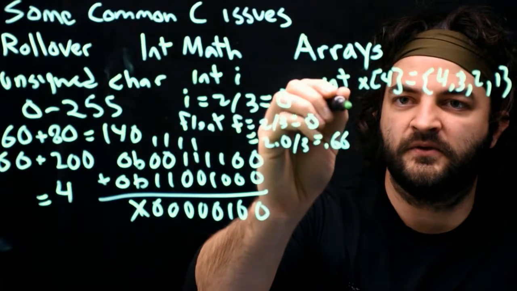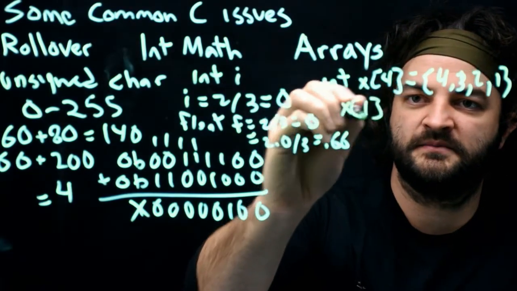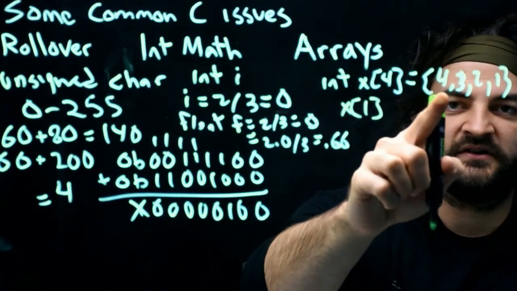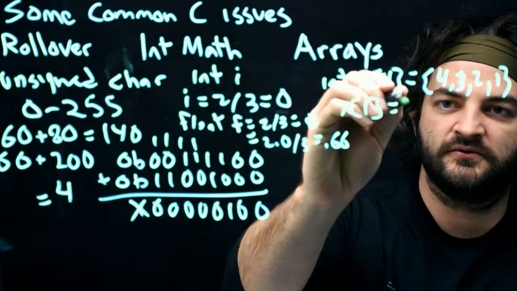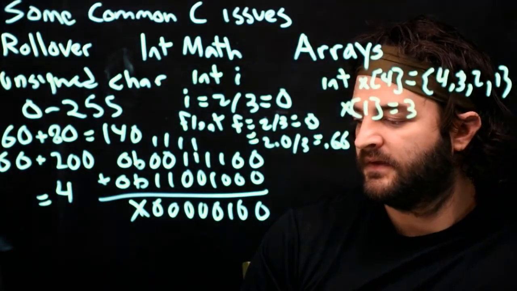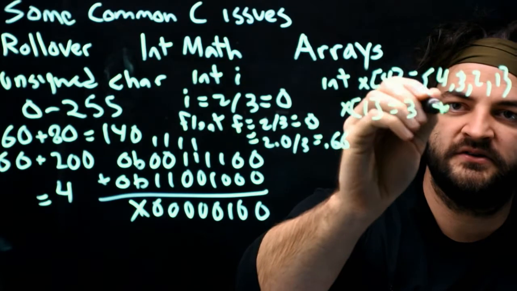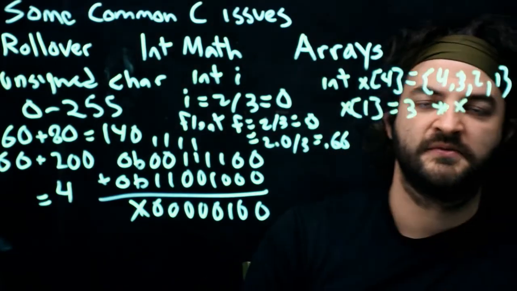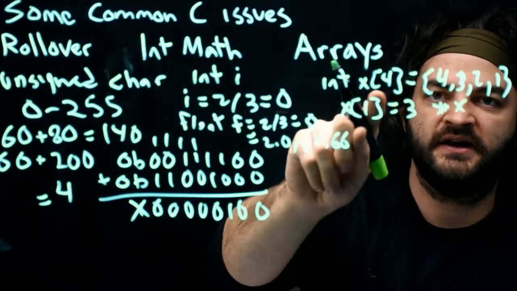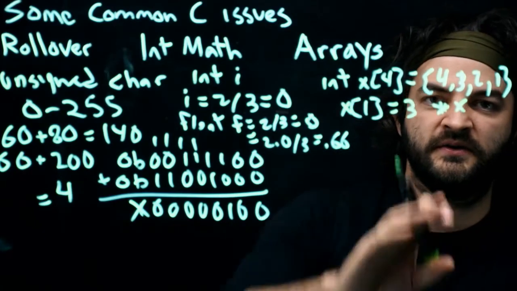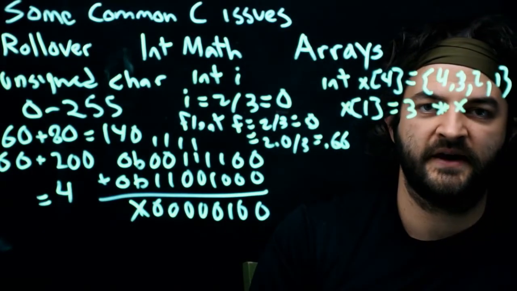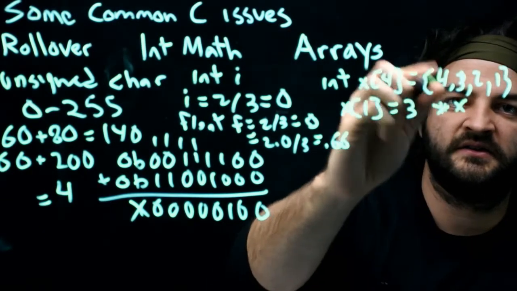Now I can ask for what is x[1]. That's pretty easy. We start our indices at 0, so x[1] is 3. I could ask for what is the value at x. Remember that the name x of the array is the pointer to the first element. So if I say star of that pointer, I get the value there. So that is 4.